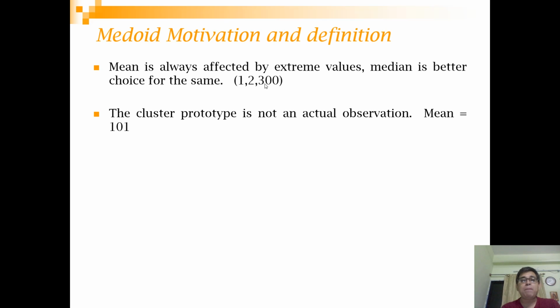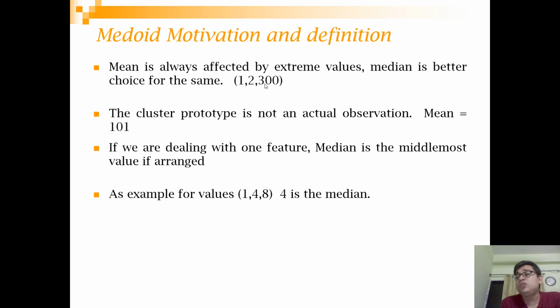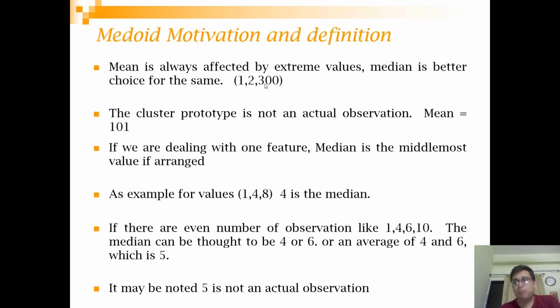So we pick up the median, because we know that the median is not affected by extreme values. If we are dealing with one feature, then the median is the middlemost value if we arrange the data in order. As an example, if you look at 1, 4 and 8, 4 is the median value. Now, if there is an even number of observations like 1, 4, 6 and 10, the median can be thought to be 4 or 6. Both you can think of as a middle value. You can take an average of 4 and 6, however then it will be 5, and again 5 will not be an actual observation.